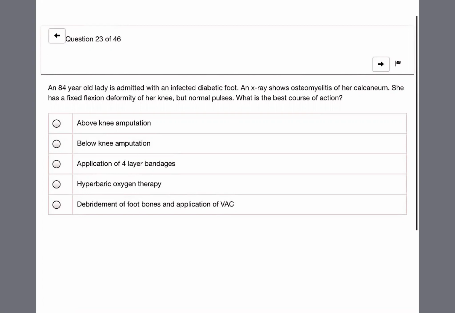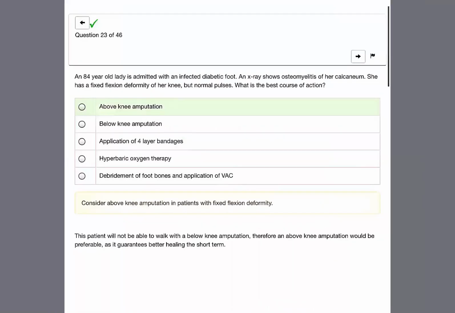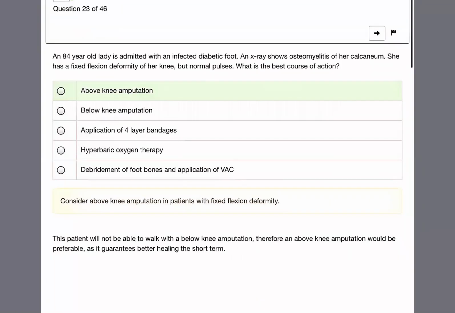I go with above-knee amputation because of the deformity. In the scenario, he will tell you a diabetic lady, old age, has a fixed deformity of her knee, or is on a wheelchair. Both scenarios are the same: above-knee amputation. These are the two most common scenarios: on a wheelchair with normal pulses, or, as you remember from yesterday, an old diabetic lady on a wheelchair with a normal distal runoff.